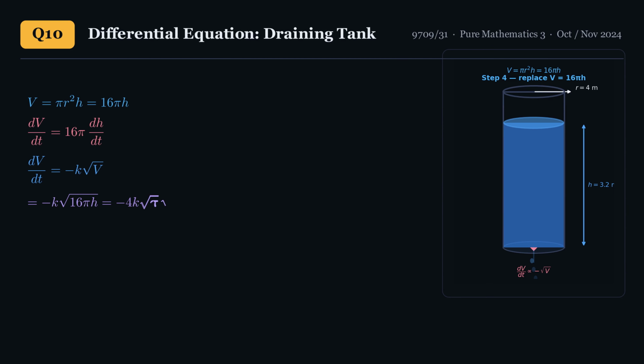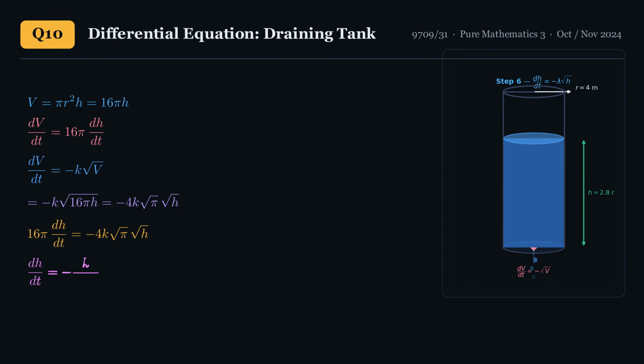Step 4. Replace V by 16 pi h. That gives minus 4k root pi times root h. Step 5. Set the two dV/dt expressions equal, then divide by 16 pi. Step 6. So dh/dt equals minus lambda root h, done. So dh/dt equals minus lambda root h, as required.